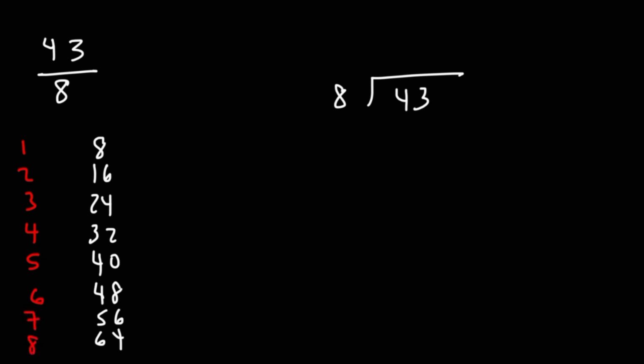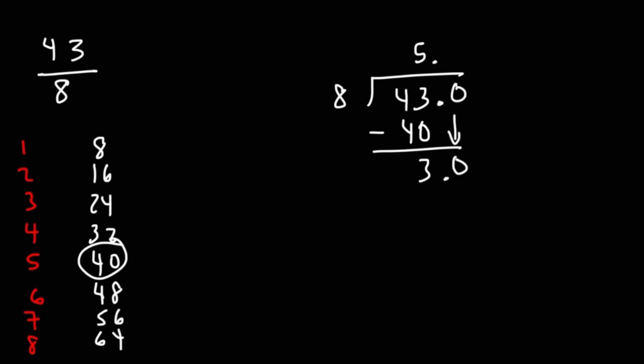So what you want to do is choose the highest multiple of 8 just under 43, and that is going to be 40. So 8 goes into 43 5 times. 8 times 5 is 40. Subtract the two numbers, you get 3. Now 8 doesn't go into 3, so we need to add a decimal point and add a 0. So how many times does 8 go into 30? 8 goes into 30 3 times. 8 times 3 is 24, 8 times 0.3 is 2.4. Subtracting these two numbers, we get 0.6.